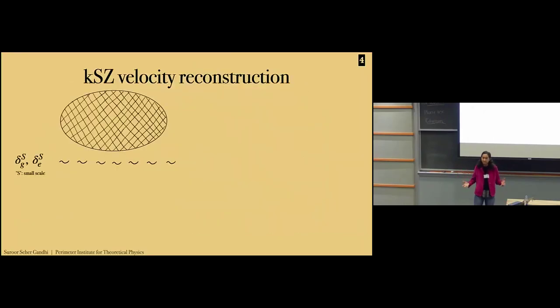So what is kSZ velocity reconstruction? I know that there are experts in the room who've written the literature on this, and people have probably heard multiple iterations of this example, but for completeness, please bear with me.